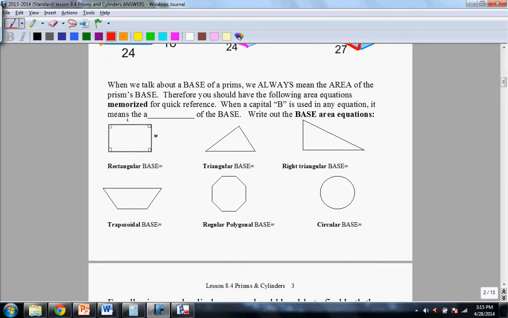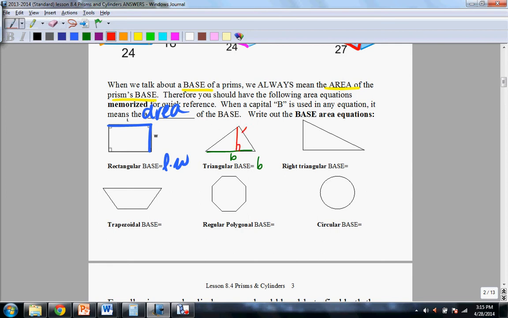Now, in all the equations you're going to learn today, when we talk about the base, we always mean the area of the prism's base. Therefore, you need to have the following area equations memorized. When we talk about area of the base, we're going to use a capital B. So a capital B always means area of the base. So, for example, in a rectangular base, our base area is length times width. In a triangular base, that's going to be base.